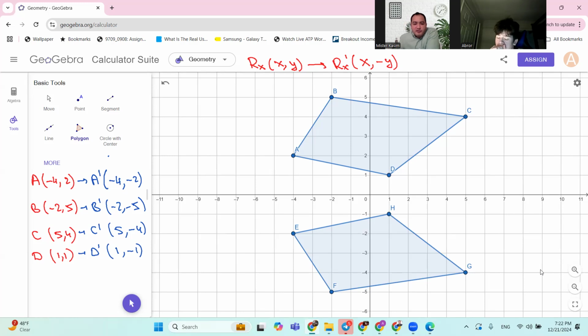And that's why if you just slide this to the left, that means it's changing the x coordinates. You see that something is moving from left to right or right to left. Okay. Now another one is, Abro, how about reflection about the y-axis?